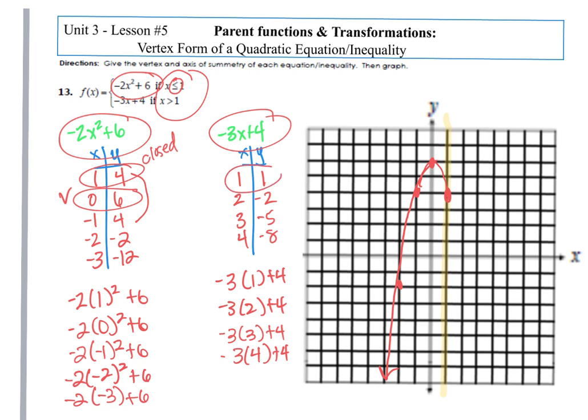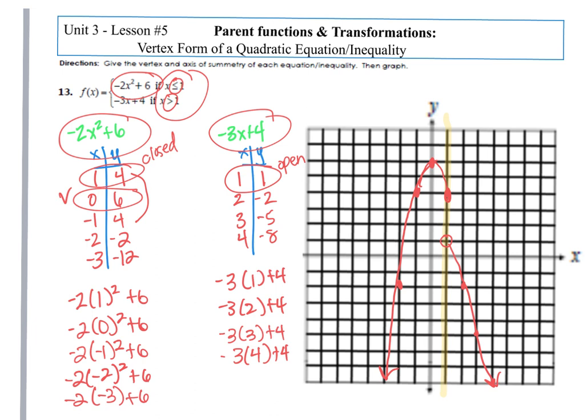Okay, my first dot will be on the wall at 1, 1, but this is going to be an open circle because we just said greater than 1, not greater than or equal to. So when x is 1, y is 1, open circle. When x is 2, y is negative 2. When x is 3, y is negative 5. So 2, 3, 4, 5. And then when x is 4, y is negative 8.